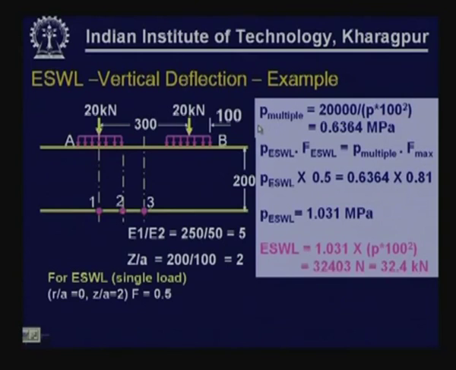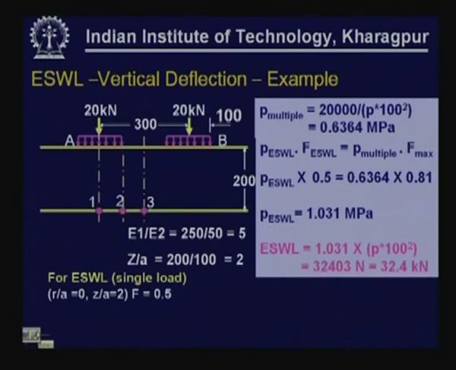So, P multiple is given as 20,000 by this is the radius. So, this is the pressure for the given system, 20 kilonewton, and the radius of contact is given. So, we can calculate the tire pressure. So, P equivalent single wheel load multiplied by factor of equivalent single wheel load is equal to P multiple into F maximum. F maximum we already worked out as 0.81, pressure is 0.6364 that we have calculated.